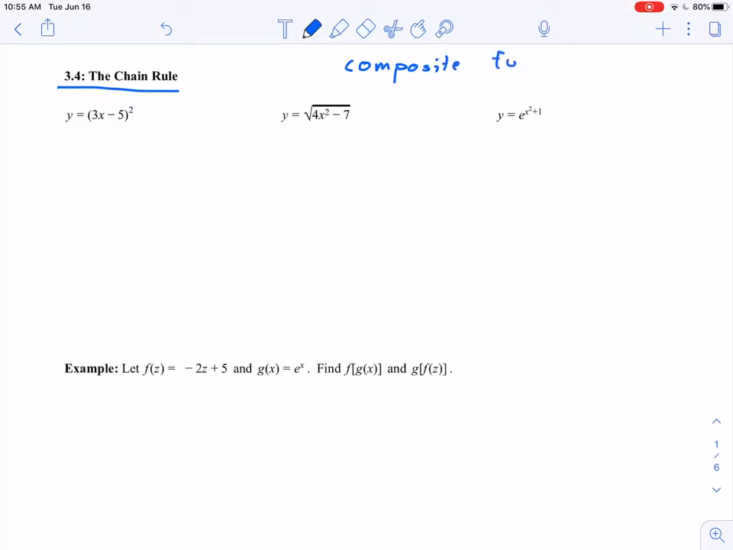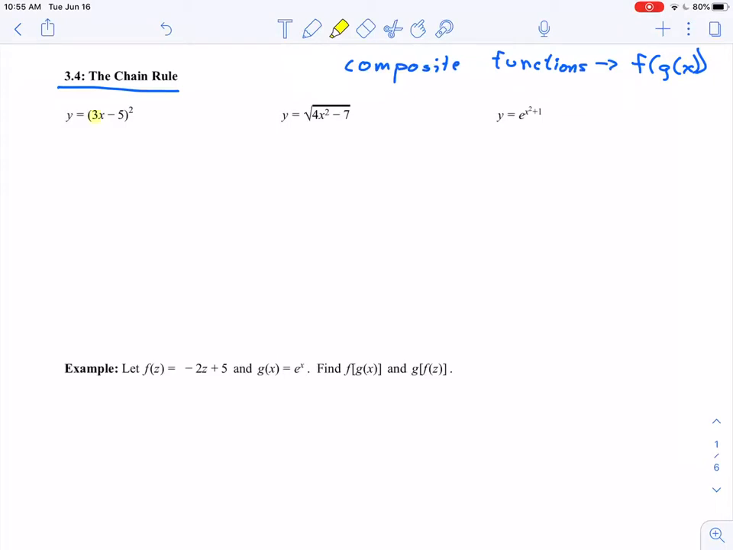Composite functions. What these look like is functions inside a function. So oftentimes I'll write them as f of g of x. So you have this function g of x that's inside of the f of x function here. So all three of these functions that I've listed below here are composite functions. I just want to talk through them here.